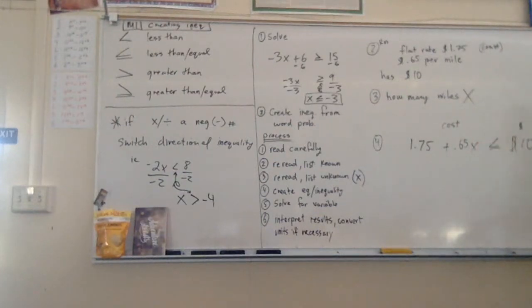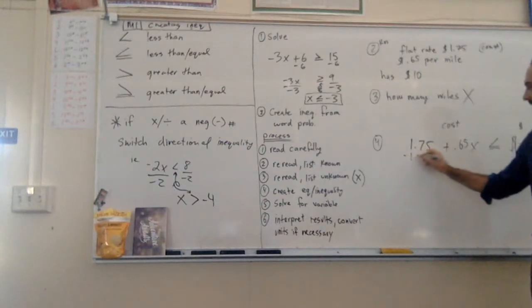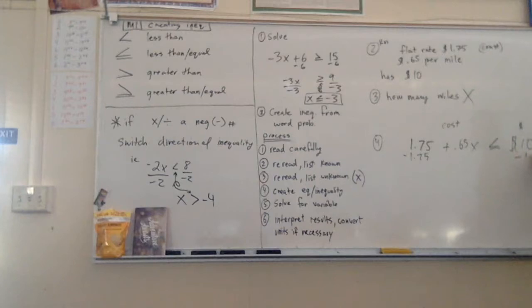X. All right, I see some confidence building. It's doing better. All right, let's solve this real quick. I'm going to help you out. Minus $1.75. And we get 0.65x is less than or equal to, what is that, 8.25? Okay, calculator. Don't try to do this in your head. Don't do long division. You got to have your calculator for Friday, remember. Let's divide it.